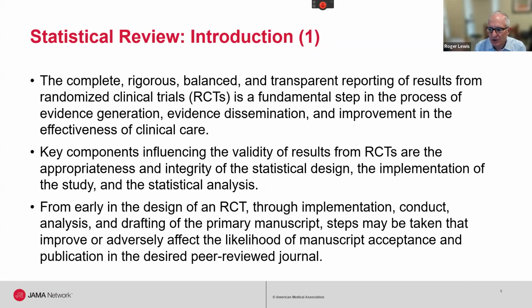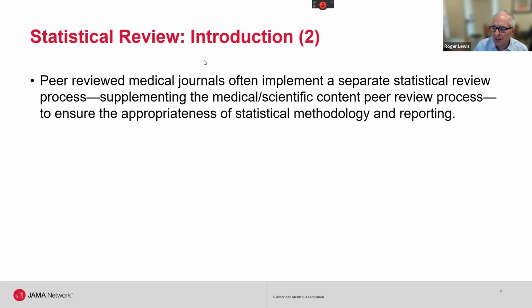And the appropriateness and integrity of the statistical design is something that we focus on a lot, and all high-impact journals do. But there are things you can do from the very beginning of your study, through its conduct, through writing it up, through submitting it to the journal, and even in revision, that can increase or decrease your chance of successfully getting published in your journal of choice. And so we want to talk about those things. So as I mentioned, journals often have a separate statistical review process that's separate from content review.